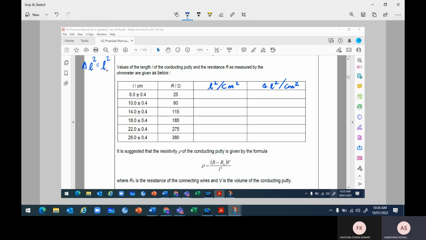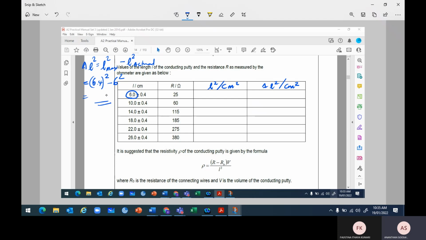So L squared maximum minus the actual L squared, right? One method. For the first data, what is the maximum L squared can be? First data, the L is 6, so 6 plus minus 0.4. So what is the maximum L squared can be? 6.4 squared, right? 6.4 squared minus L actual is what? For the first data, 6, so 6 squared. So 6.4 squared minus 6 squared.